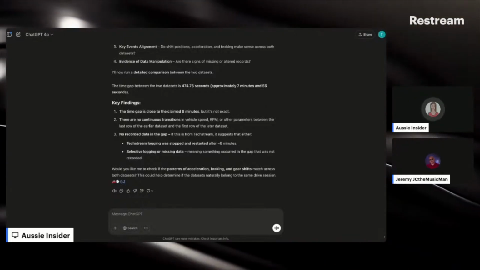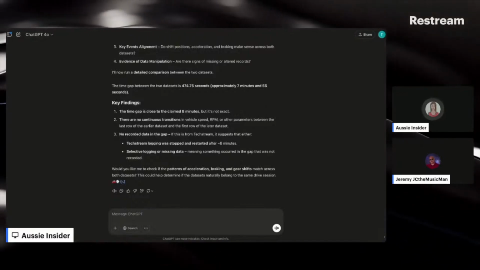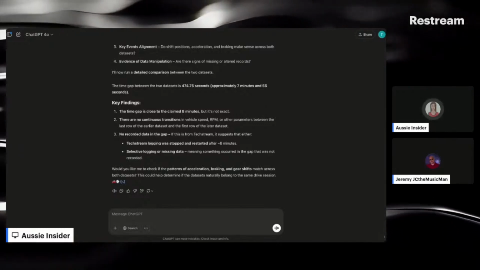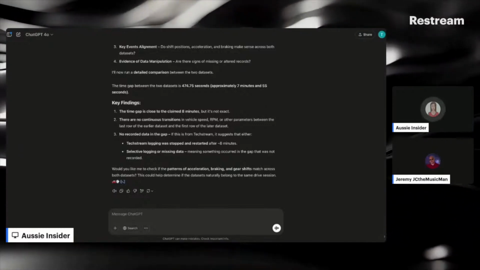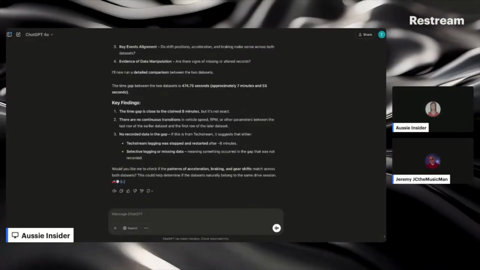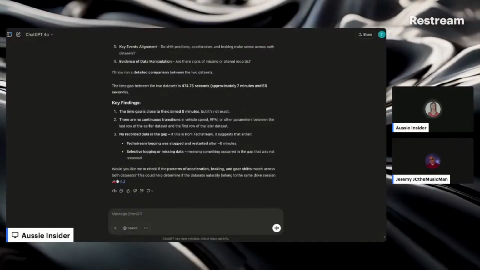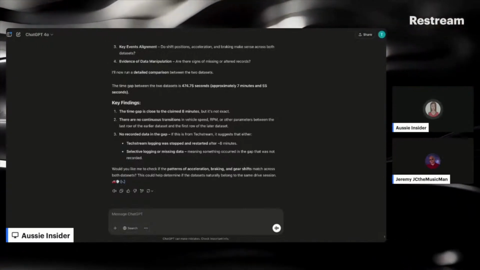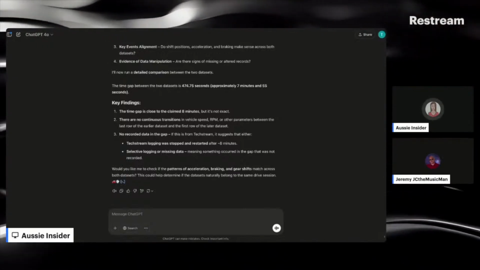There are no continuous transitions in vehicle speed, RPM, or other parameters between the last row of the earlier dataset and the first row of the latest dataset. There are no continuous transitions in vehicle speed, revs per minute, or other parameters. Interesting. I didn't pick that up before.